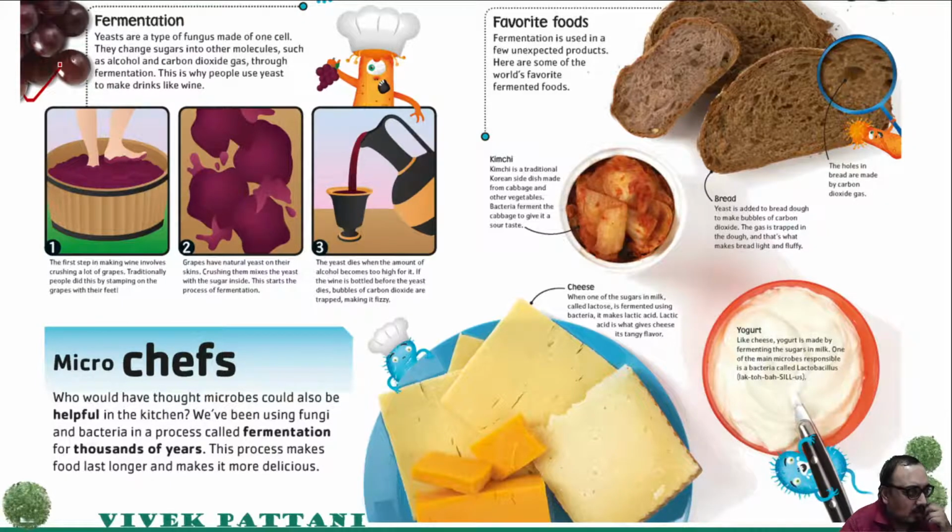And the yeast are a type of fungus made of one cell, and they change sugars into other molecules, such as alcohols and carbon dioxide gas, through fermentation. This is why people use yeast for the preparation of drinks like wine. They are also called micro chefs.